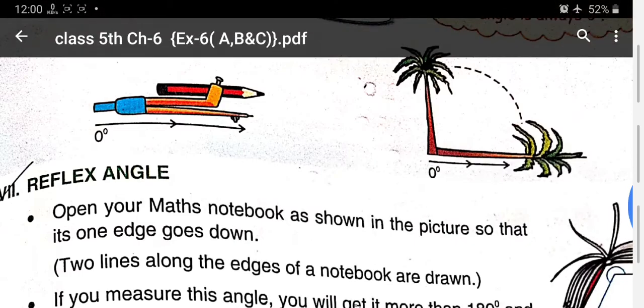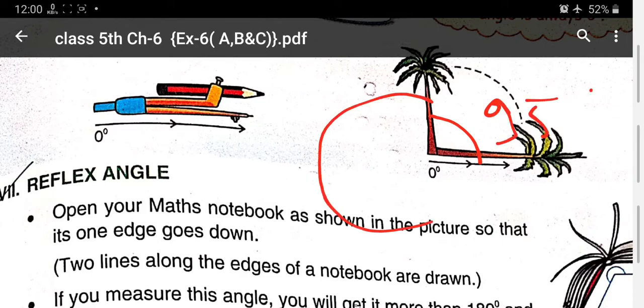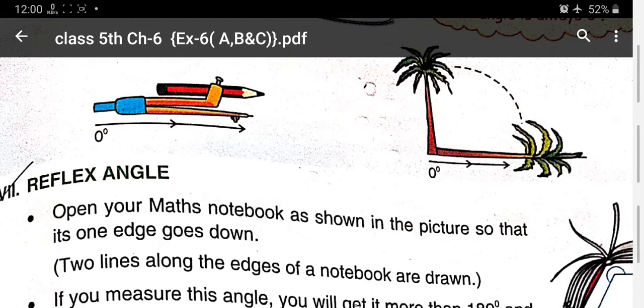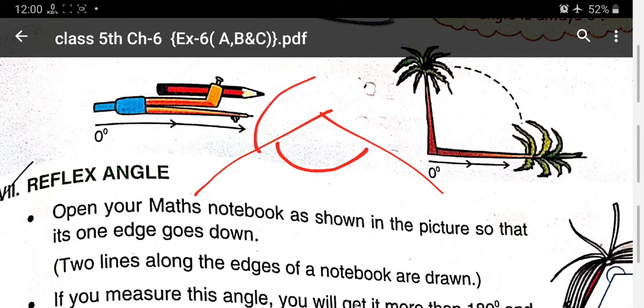Reflex angle is a very important one, just understand. Suppose one angle is there, say 95 degree. So when we count the back side one, the bigger one, that is known as reflex angle. This back side angle or the bigger angle is known as what? Reflex angle. If two lines intersect each other, two angles are made, one is small and the second one is bigger, then the bigger angle is always known as what?